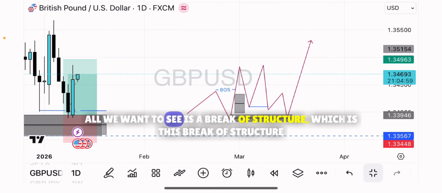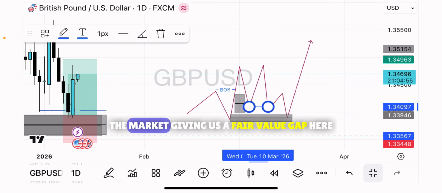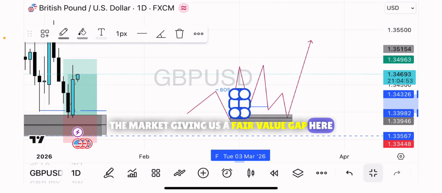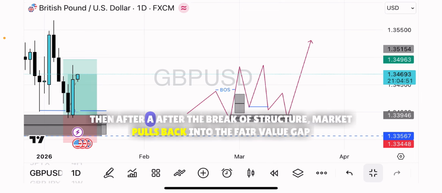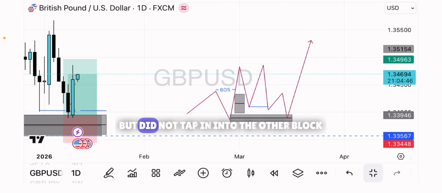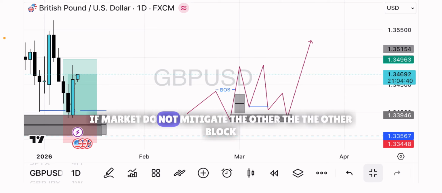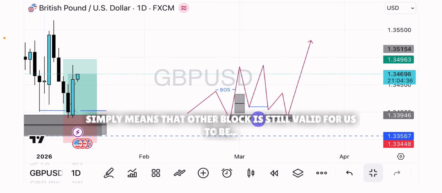All we want to see is a break of structure, which is this break of structure, the market giving us a fair value gap here. Then after the break of structure, the market pulls back into the fair value gap but does not tap into the order block. What I mean by tap is mitigation. If the market does not mitigate the order block, it simply means that order block is still valid for us to use.